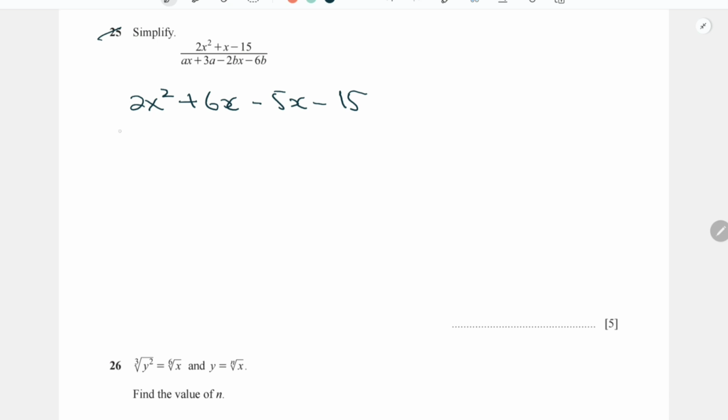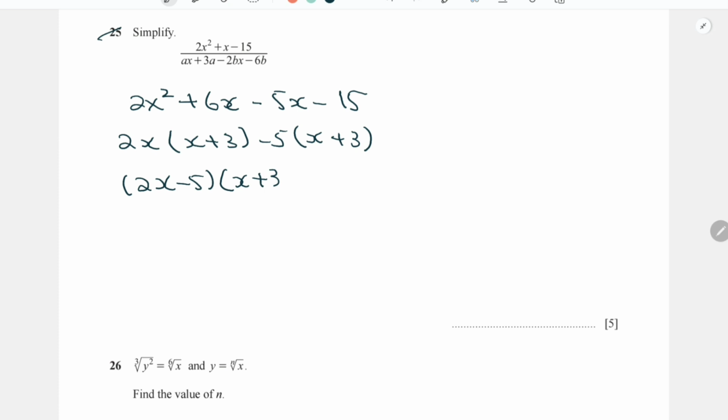Now we take the factor in the first two, so we get 2x, then we get x plus 3, and in the next one we get negative 5, and we get the same x plus 3. So 2x minus 5 and x plus 3, right? Now we factor the denominator by grouping.